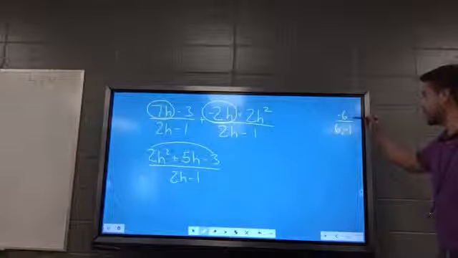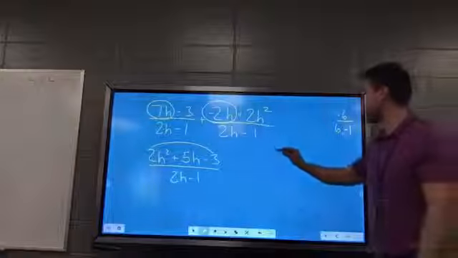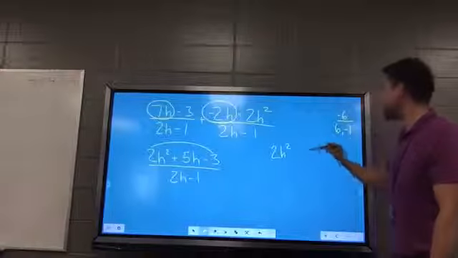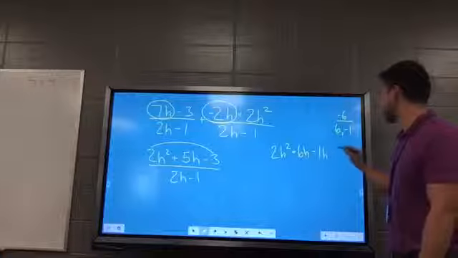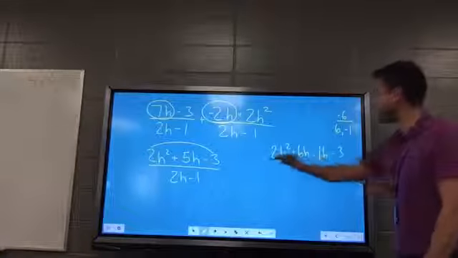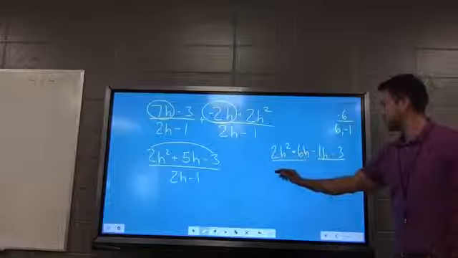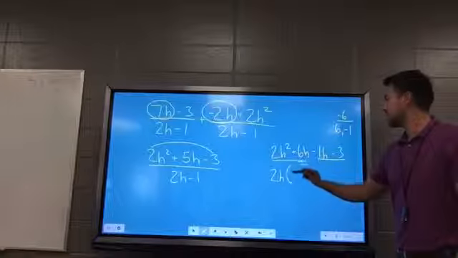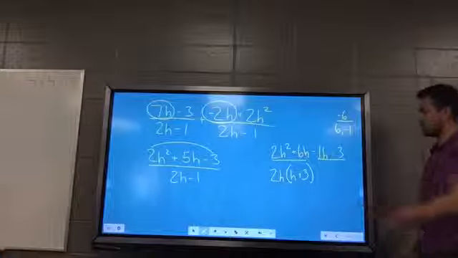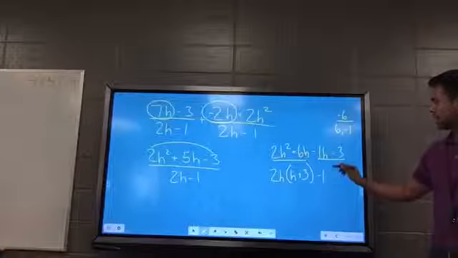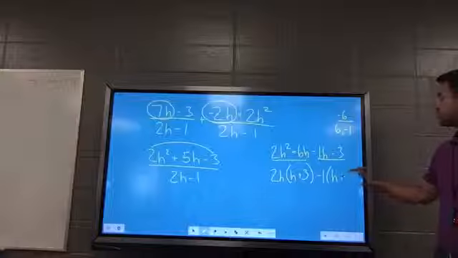Okay, you guys have these right here, so you're going to rewrite it 2h squared plus 6h minus 1h minus 3. Factor that. Factor by grouping. You got your 2h times h plus 3. What's the GCF of these two? Negative 1. And I'm left with h plus 3.